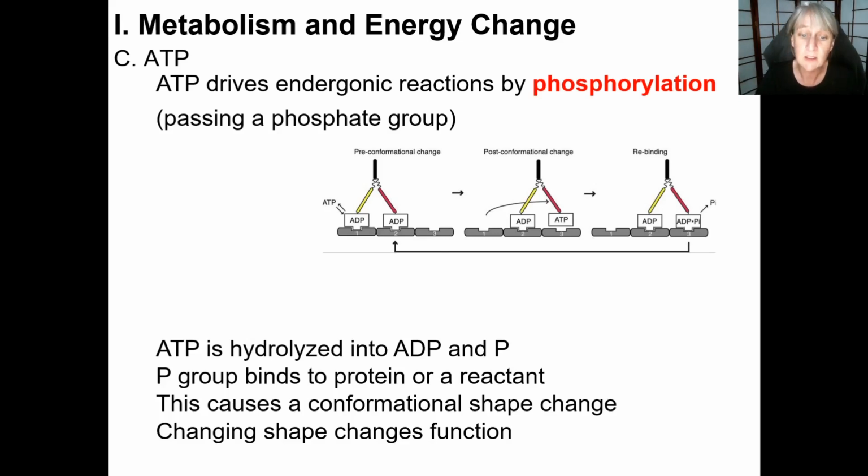ATP is hydrolyzed into ADP and the phosphate. That phosphate group binds to my molecule. It creates a phosphorylated intermediate. This is a shape change, and we call it a conformational shape change. It changes shape, and that makes it do something. Changing a protein shape causes it to change its function. And so we make it do something functionally by giving it a little bit of energy and causing it to go through a shape change.